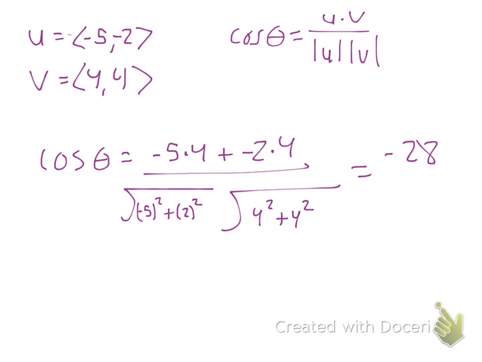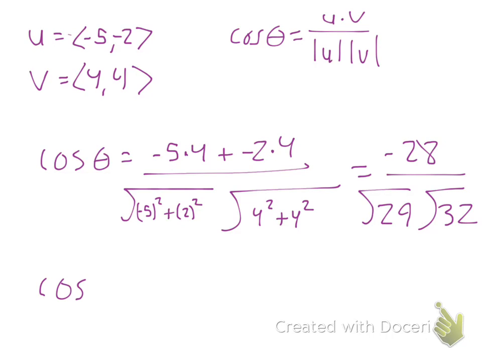That's -28 over the square root of 29 times the square root of 32. You have to use your calculator on this, obviously. What do you get when you take negative 28 divided by the square root of 29 times the square root of 32? Make sure when you put this on your calculator that you're doing the square root of 29 times the square root of 32 at once, in parentheses, before you actually divide it into negative 28. Otherwise you're going to get a weird answer, not the right one.